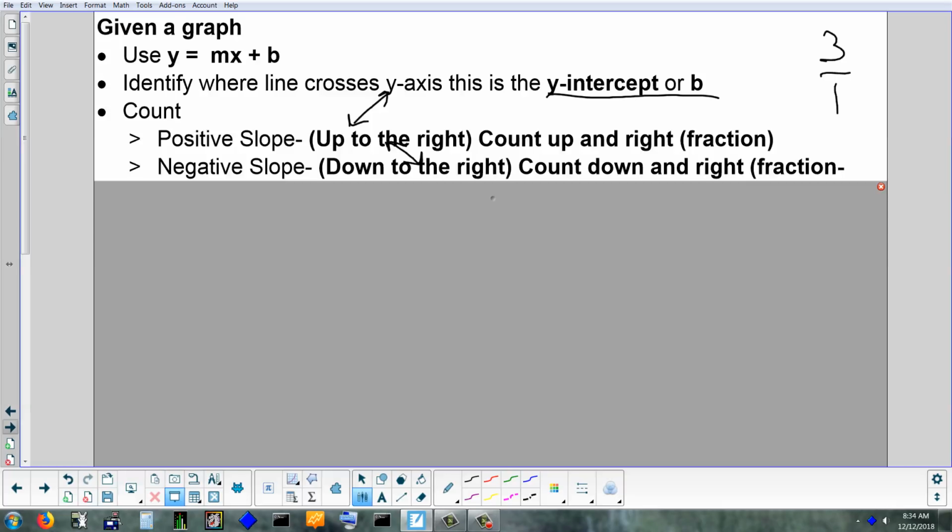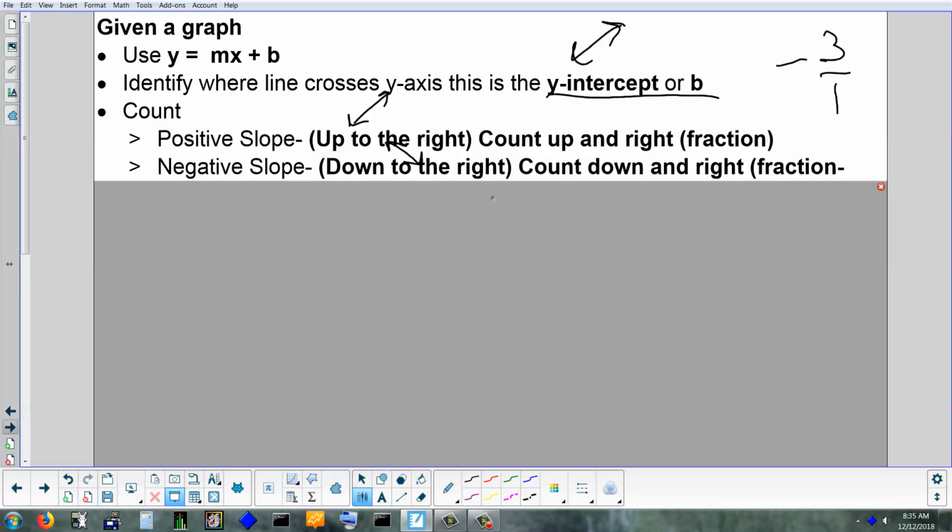All right? And remember, we're only going to apply the negative to the top number. Don't put it in the middle. That'll kind of confuse you. Just put it right on the top. So we're only going to apply that negative to the top number. We always count down to the right, never down to the left. If I counted down to the left, look what happens. I end up getting a positive slope. I don't want that. It's negative. All right? So those are the steps.